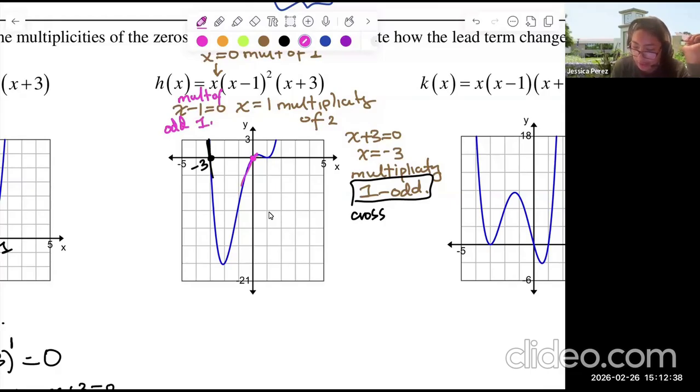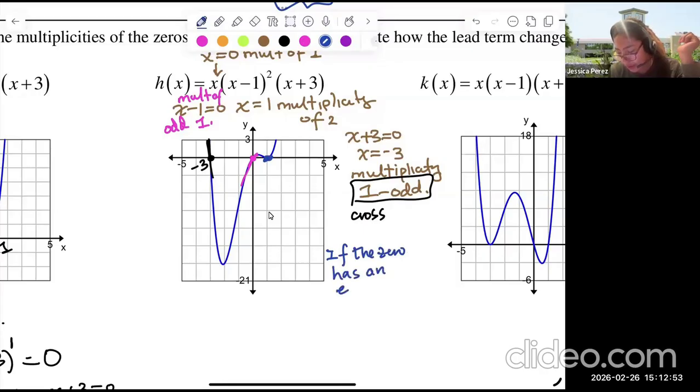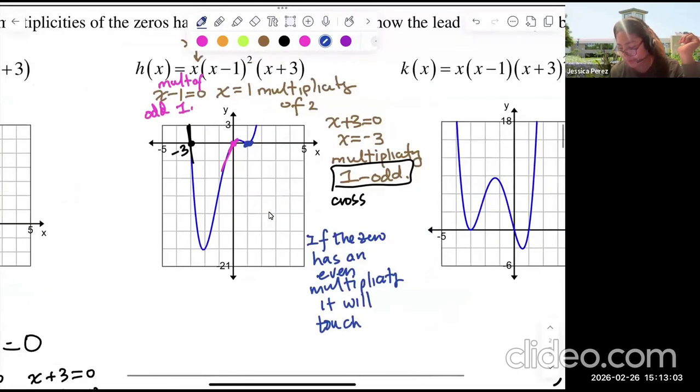But now at x equal 1, what happens at 1? Does it cross at 1? Here, I'm going to put it in blue. Does it cross? No. So if the zero has an even multiplicity, it will touch the x-axis.